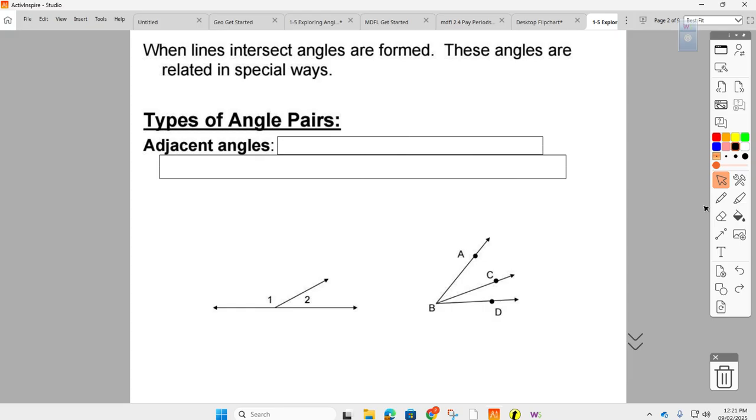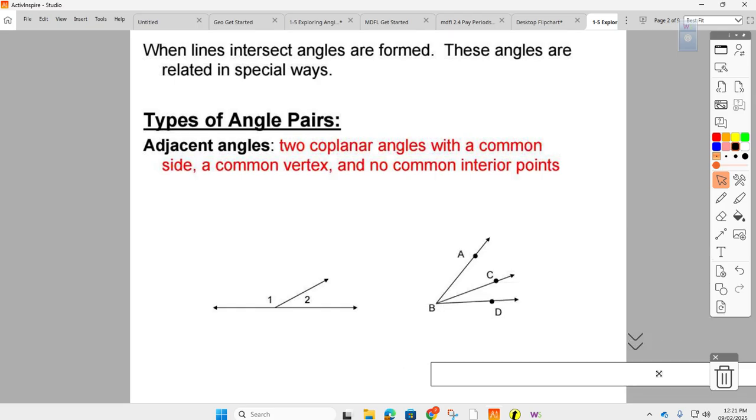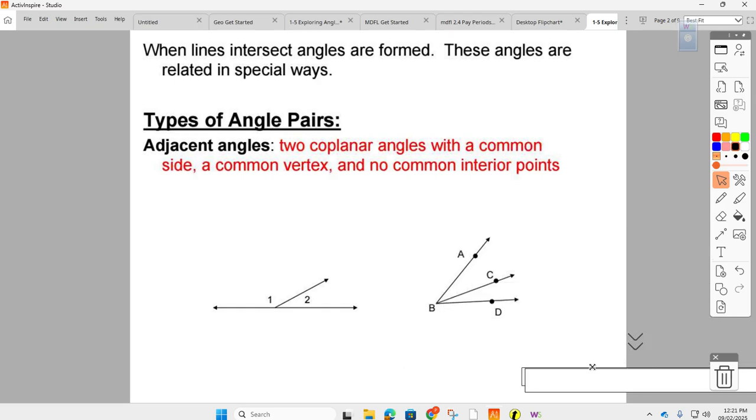We also share a wall in Mr. Huntley's room, right? So Mr. Huntley's room on the other side is adjacent to my room. So in order for an angle to be adjacent, they have to share a side. So two coplanar angles with a common side, a common vertex, and no common interior point. So coplanar, yes. Unless they tell us differently, we're assuming coplanar.